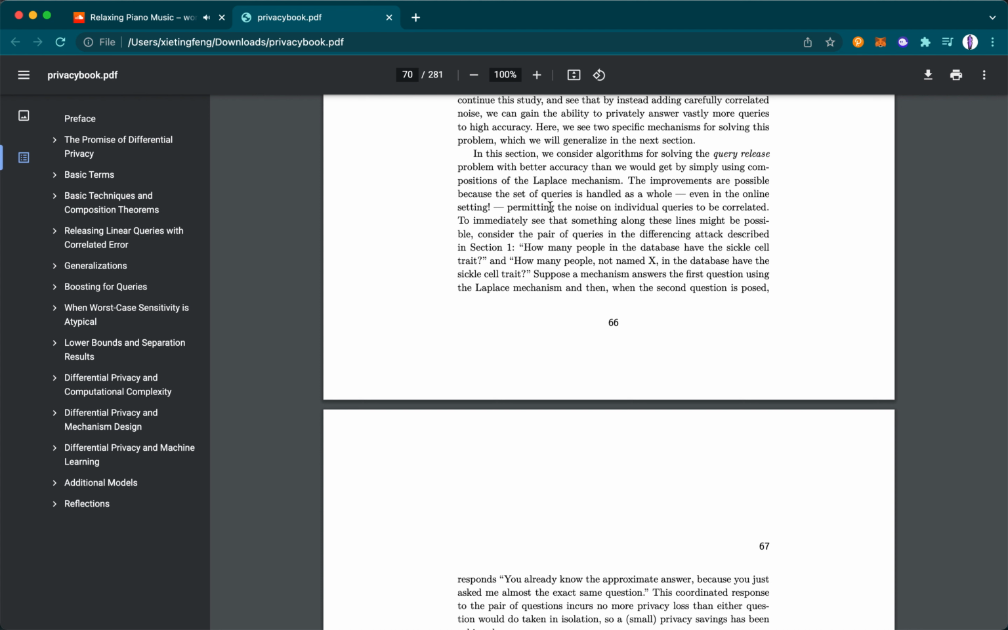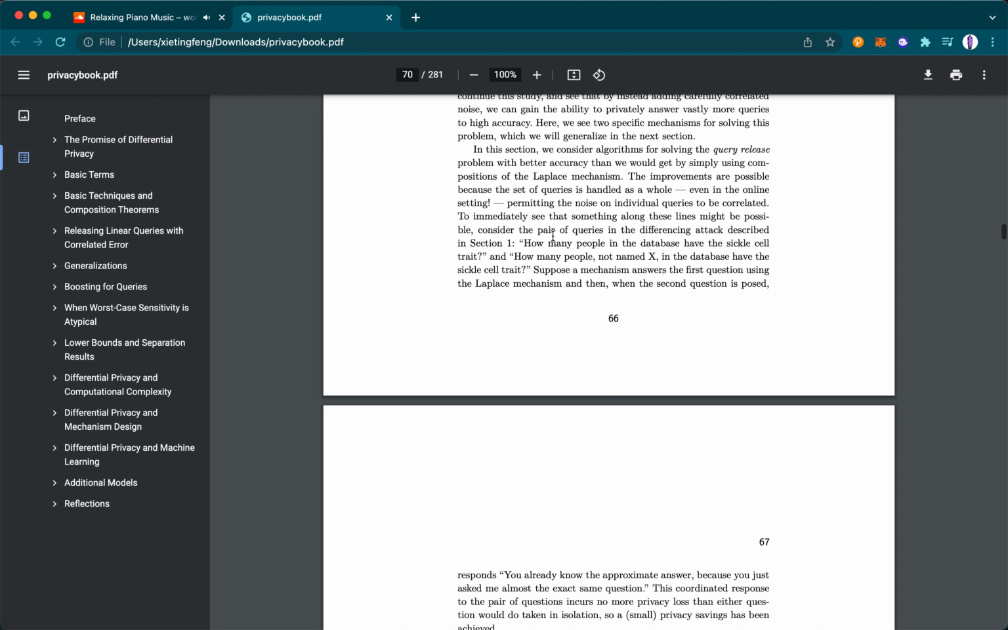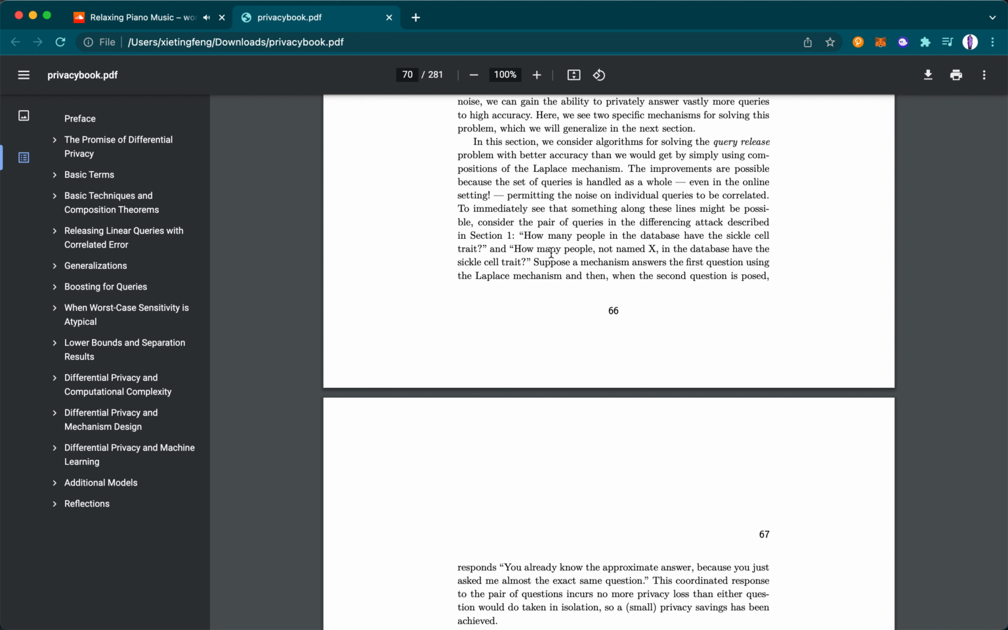In this section, we consider algorithms for solving the query release problem with better accuracy than we would get by simply using compositions of the Laplace mechanism. The improvements are possible because the set of queries is handled as a whole, even in the online setting, permitting the noise on individual queries to be correlated. To immediately see that something along these lines might be possible, consider the pair of queries in the differencing attack described in section 1.